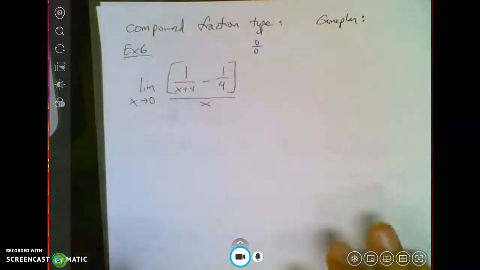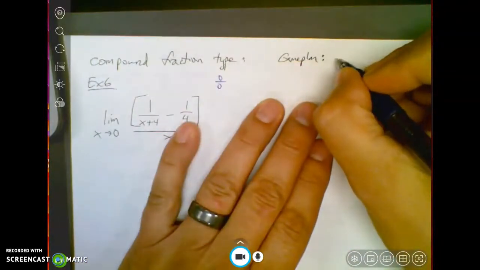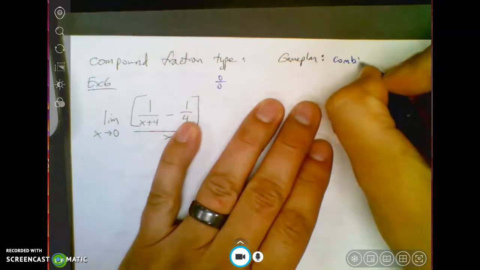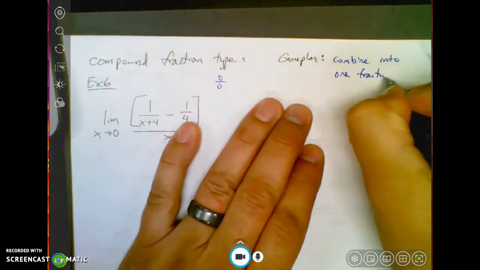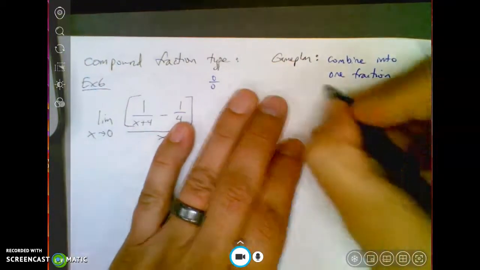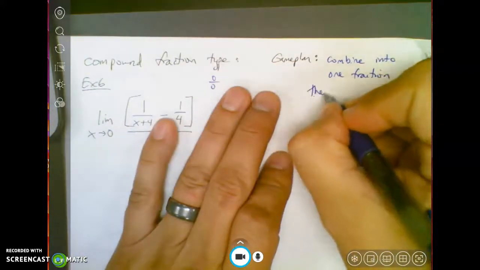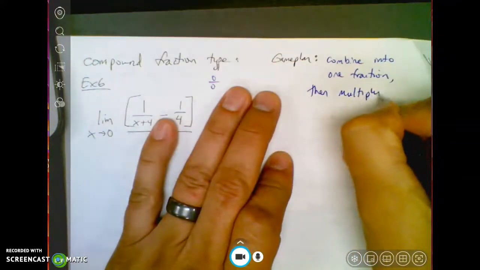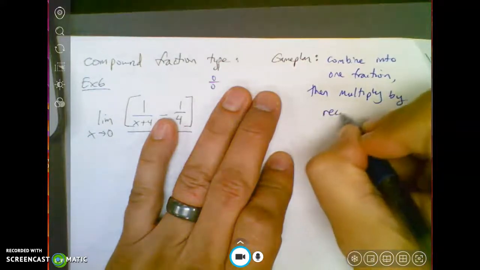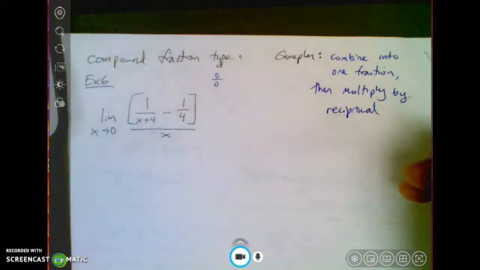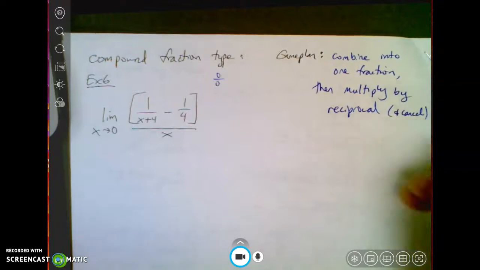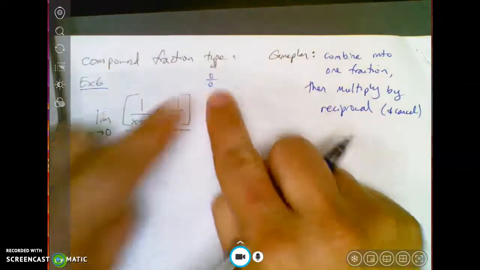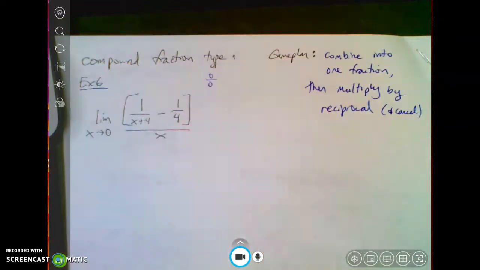Anytime you see the old fraction in fractions, your game plan should be, my goal is to combine into one fraction and then multiply by a reciprocal. And once again, something should cancel. Because the 0 over 0 happens now. Until we get something to cancel, it's going to keep being 0 over 0. I guess I didn't mention that before.